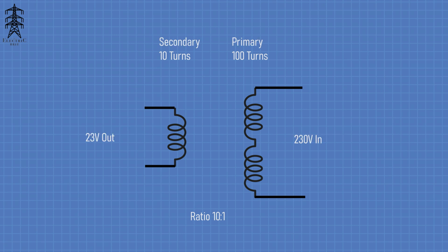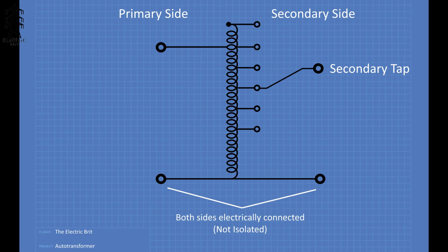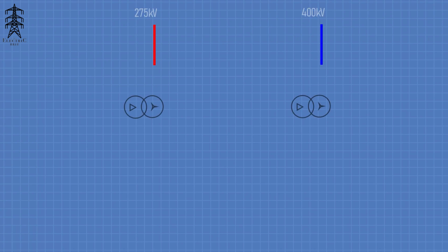If the secondary had a lower amount of turns than the primary, less voltage will be induced than the primary is putting out, so it will step down the voltage to a lower number. For example, 100 turns on the primary and 10 turns on the secondary will change the voltage from 230 volts to 23 volts. There are transformers that have a single common winding, known as autotransformers, but these are typically used where the voltage step is small and isolation isn't necessary. However, at large voltage steps, like 400 or 275 kV to 132 or 66 kV, two-winding transformers are more common.